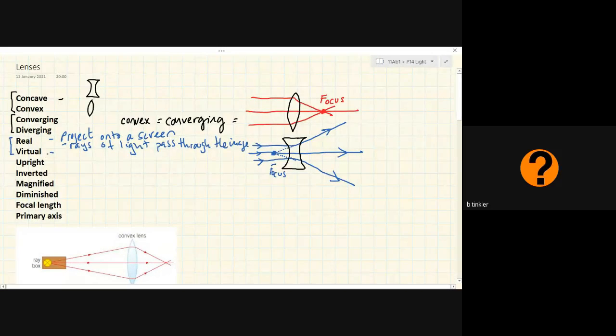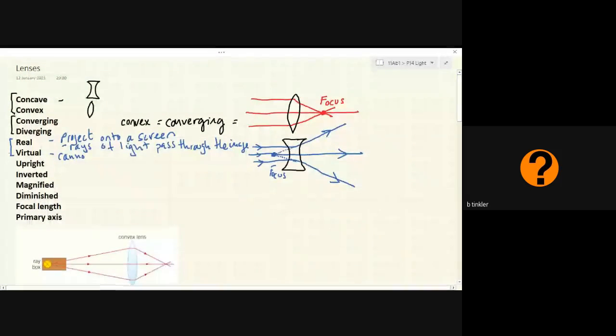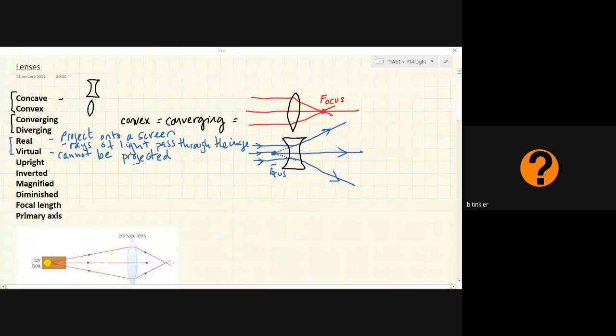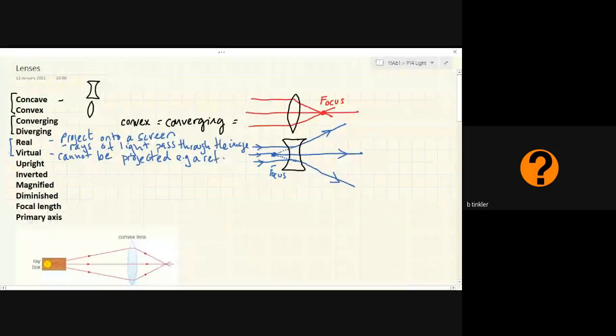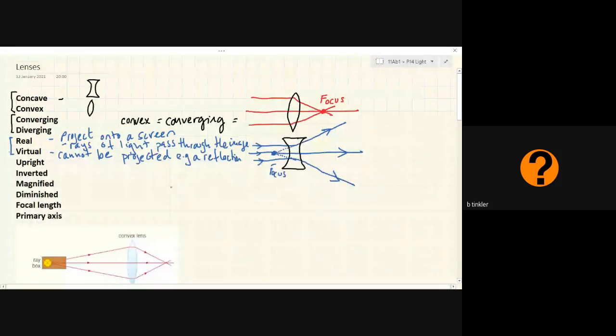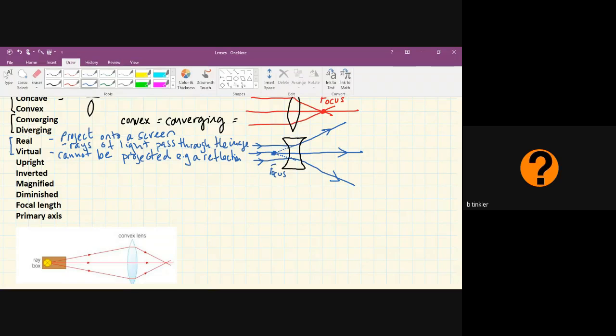A virtual image is the opposite of that. A virtual image cannot be projected. No light is going to pass through where the image forms. So, for example, the image in a mirror is virtual. When you look into a mirror, you're seeing an image, but there's no light behind the mirror. So we say that it is virtual. You cannot project that image from a mirror onto a screen. Okay, next pair.